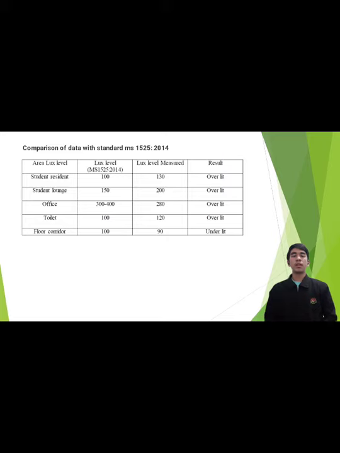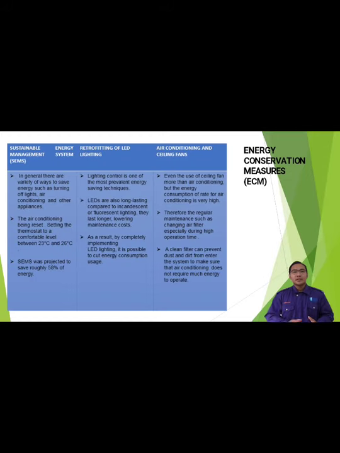From the table, there is a comparison of the data measured with the standard MS 1525-2014. The student resident, student lounge, office, and toilet show the result of overlit, but the floor corridor is underlit. Next is energy conservation measure, ECM.